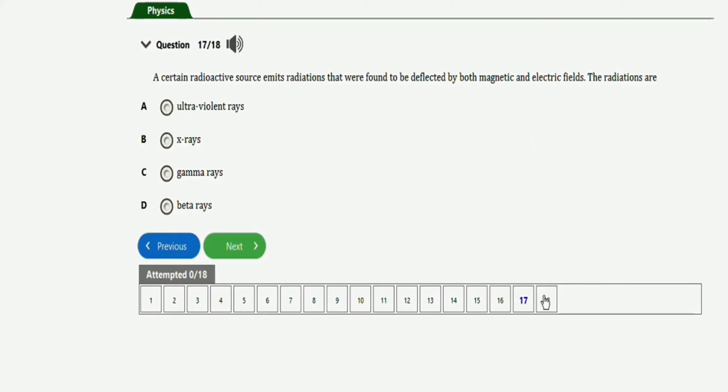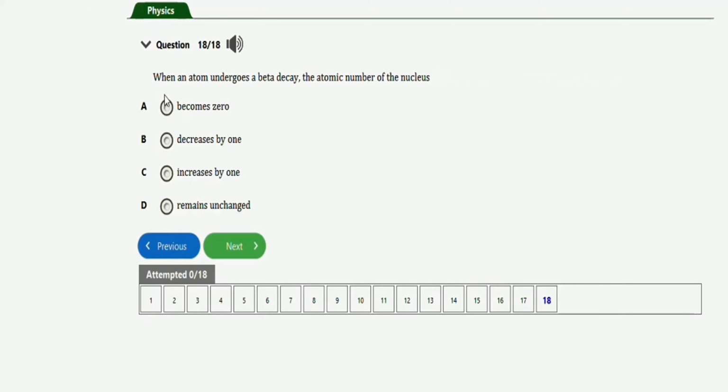So lastly, before I end this video, is this question. It says, when an atom undergoes a beta decay, the atomic number of the nucleus, I think this question is very simple, becomes 0, decreases by 1, increases by 1, remains unchanged. The right option is option C, which is increases by 1. So guys, this basically covers problems involving alpha, beta, and gamma rays in elementary modern physics for JAMB questions in physics. Hope you found something interesting in the video.